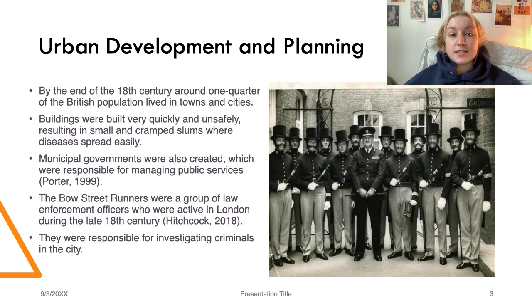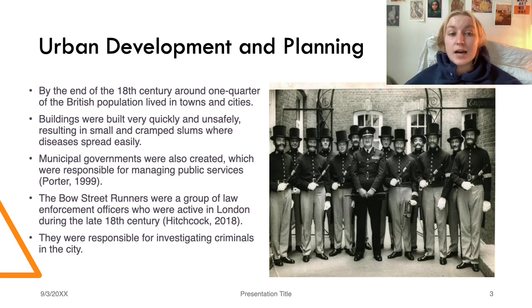By the end of the 18th century, around a quarter of the British population lived in towns and cities, and the speed at which this was happening meant that town planners failed at effectively organising the towns. This meant that many buildings were built very quickly and unsafely, resulting in small, cramped slums where diseases spread easily. More people moving to towns meant more rubbish with less space for it to go, and this became an even bigger problem further into the 18th century.